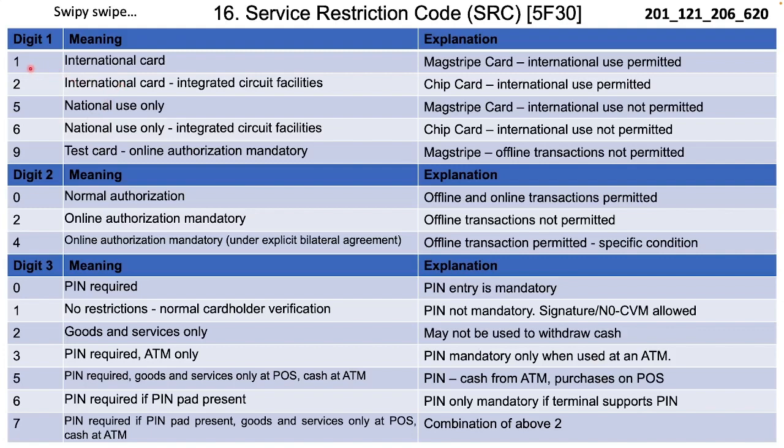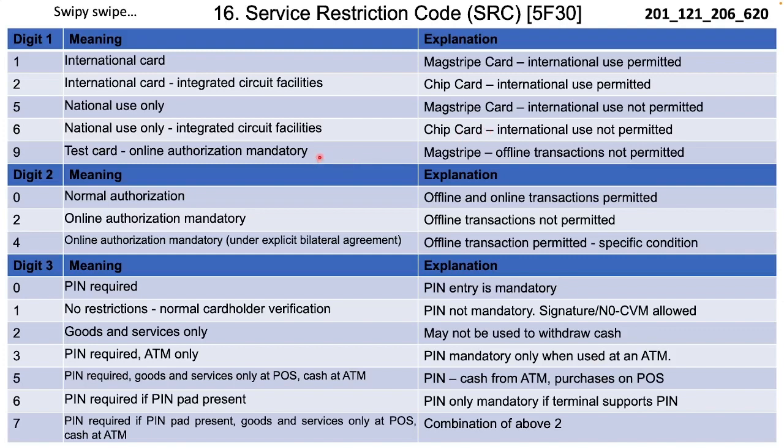Your valid values would be 1, 2, 5, 6, and 9. 1 refers to an international card, and this refers to a magstripe card, right? If it starts with a 2, then it's an international card, ICC facilities. So this is a chip card that may be used internationally. If it's a 5, it's a magstripe that may only be used domestically. If it starts with a 6, it's a domestic card only, but it's a chip card. Okay, and then 9 is a test card.